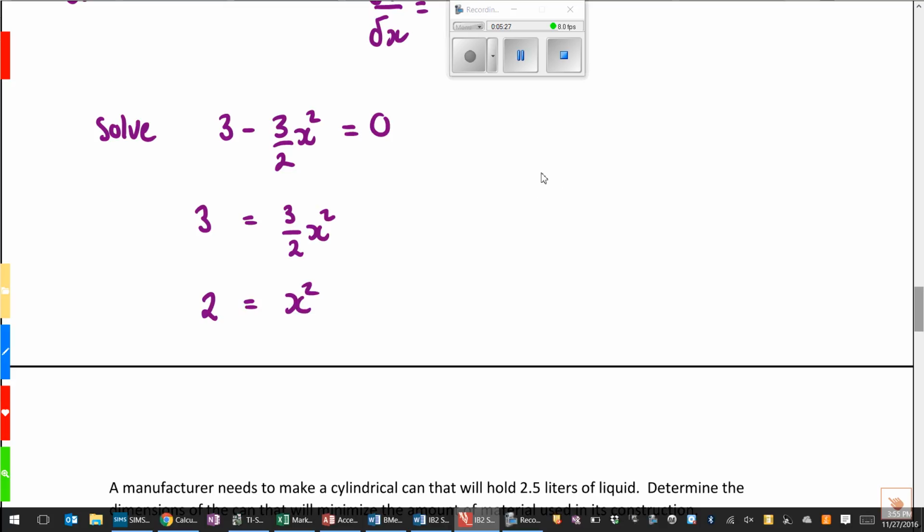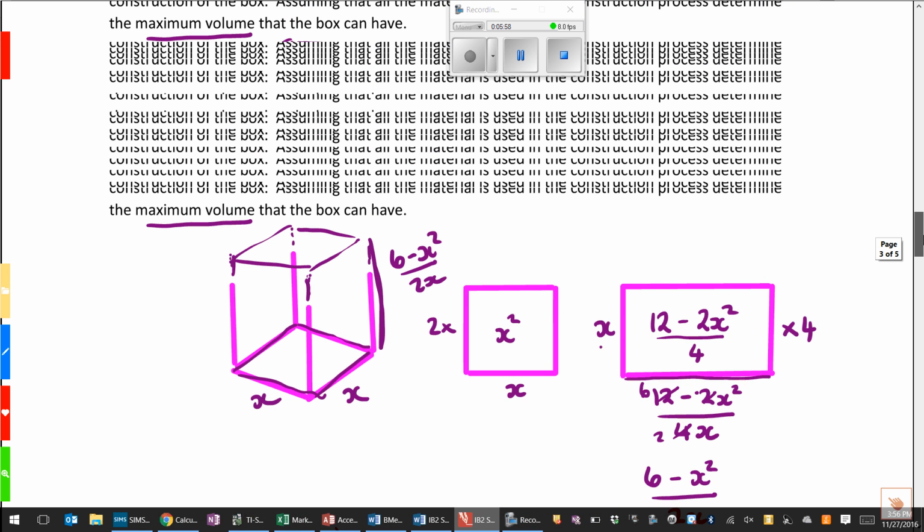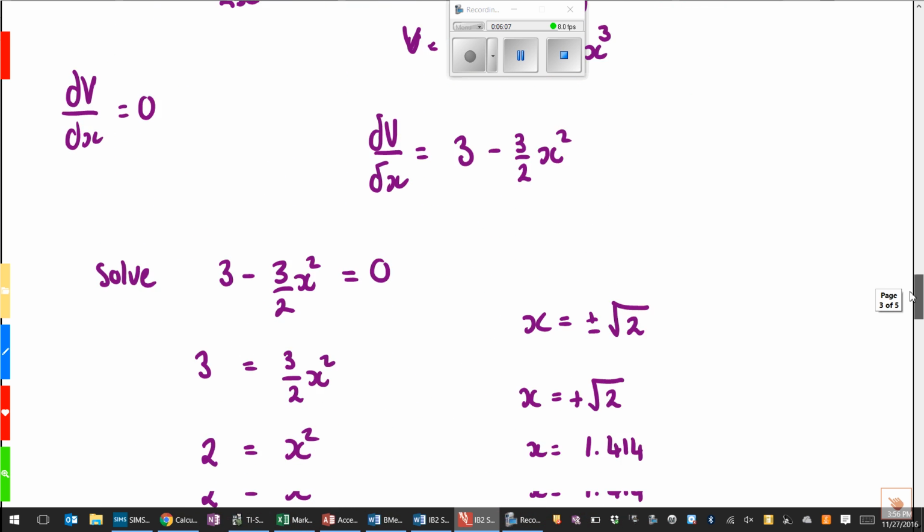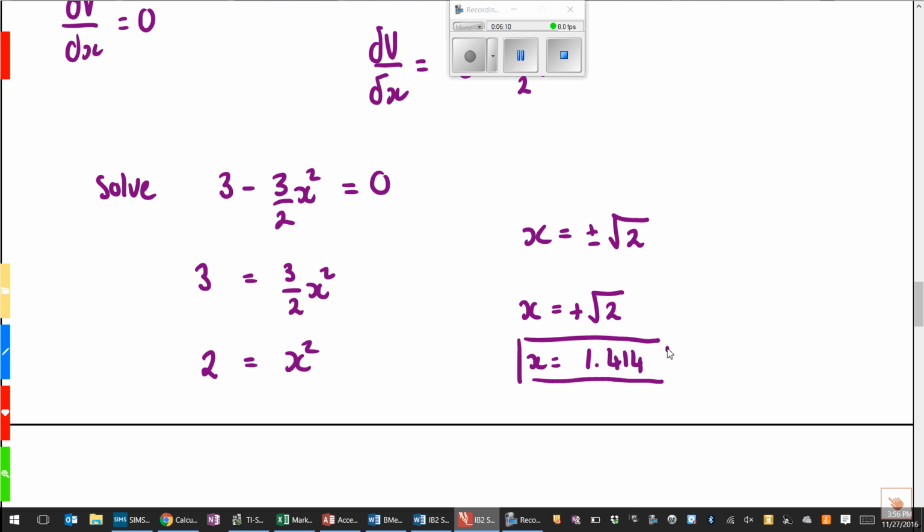Therefore x will be plus and minus the square root of 2. But of course, being a problem of actual dimensions, we're only going to use the positive square root of 2. So x is 1.414 to 3 decimal places. Let's just go back up and check our question. Construct the product, determine the maximum volume that the box can have. So we've got to put that value of x into our volume equation.